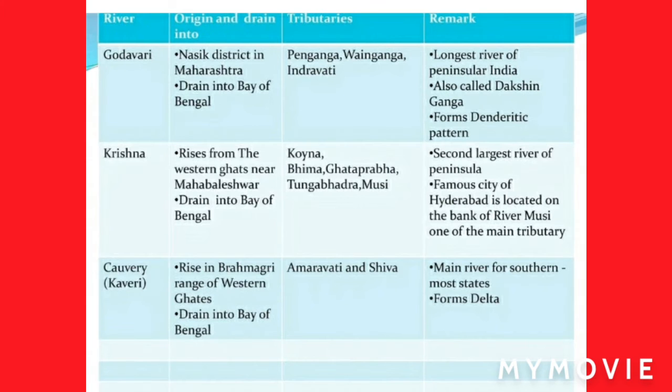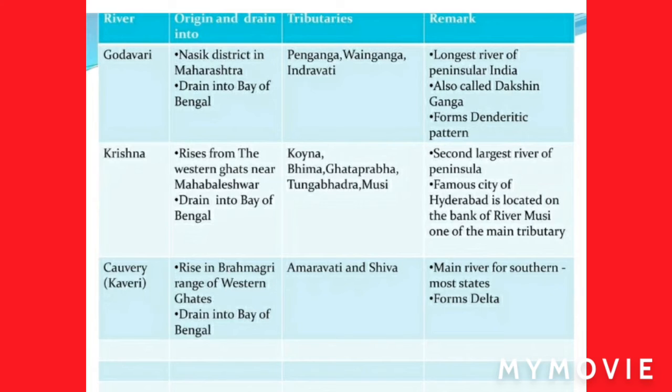The fifth peninsular river is the Krishna river, rising from a spring near Mahabaleshwar. The Krishna flows for about 1400 kilometers and reaches the Bay of Bengal. The Tungabhadra, the Koyana, the Ghataprabha, the Musi and the Bhima are some of its tributaries. Its drainage basin is shared by Maharashtra, Karnataka and Andhra Pradesh.